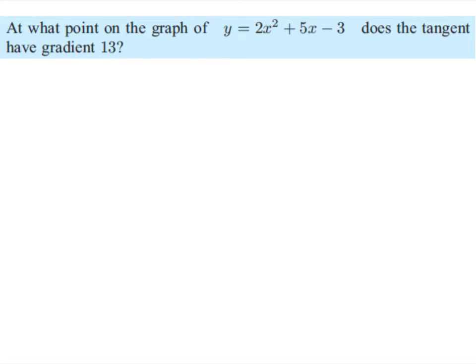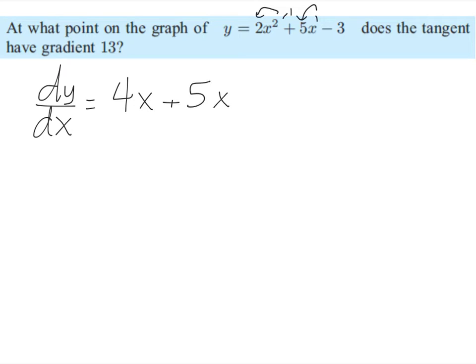At what point on the graph of y equals 2x squared plus 5x minus 3 does the tangent have a gradient of 13? So this is just pretty much working backwards. Again, we need to find dy/dx. So we multiply 2 times 2, we get 4x, and then 2 minus 1 is 1, so that's just 4x. And then there's a 1 here, so 1 times 5 is 5x, subtract the 1, and we get 0, and then the derivative of our constant is 0.